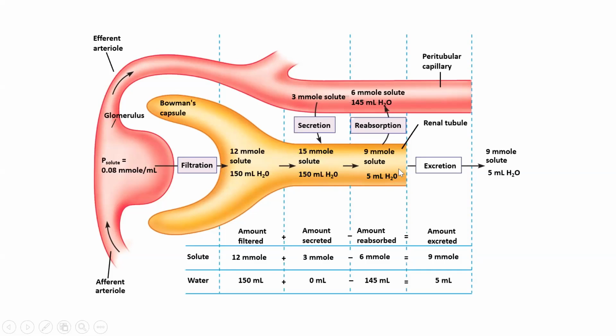And we see that 9 millimoles of solute is reabsorbed back into the capillaries, and 145 milliliters of water is also reabsorbed back into the capillaries. So at the end of the tubule, we have a solute concentration of 9 millimoles and a water volume of 5 milliliters, okay? And so that is telling us the movement of solutes and water across the tubule. That is giving us an idea of how much is secreted and how much was reabsorbed.